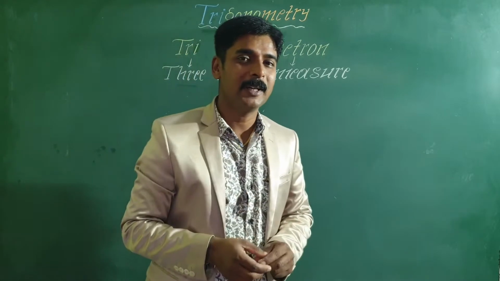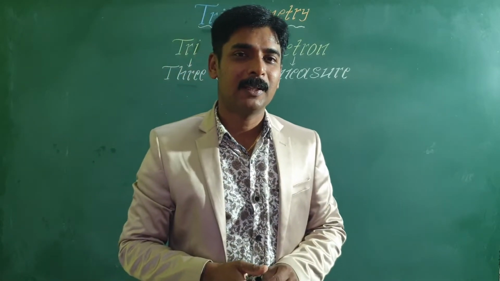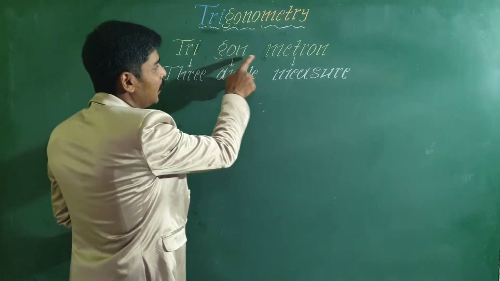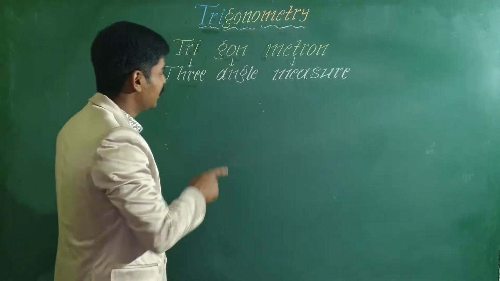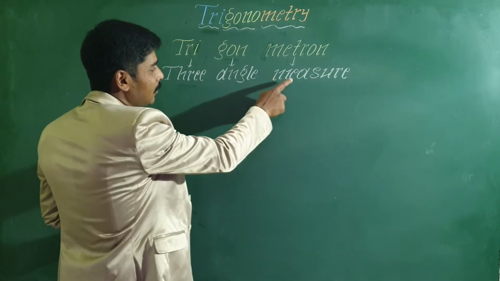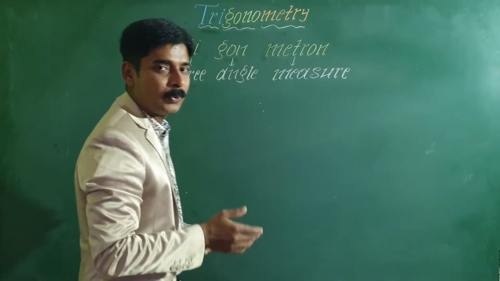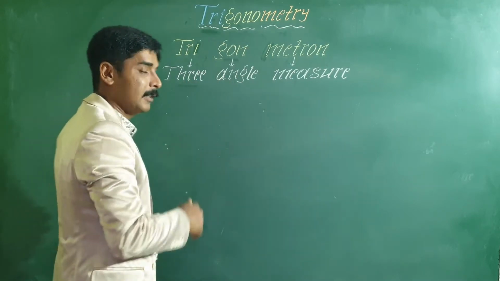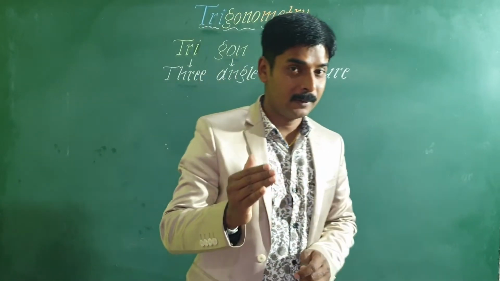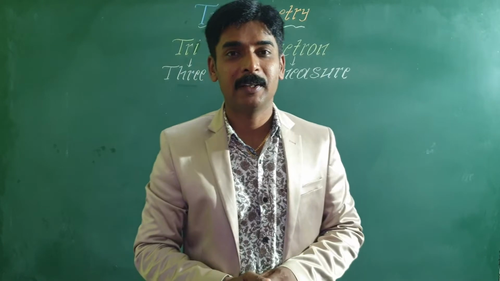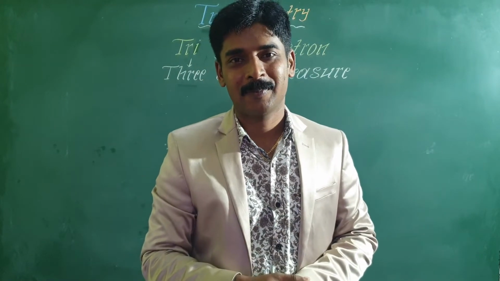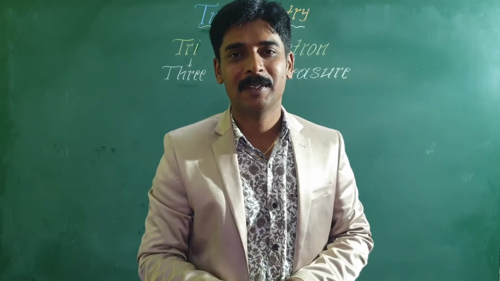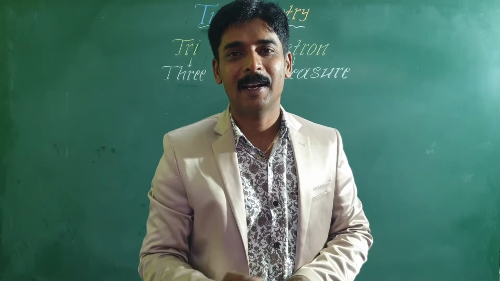The word trigonometry is derived from three Greek words: trigon, metron, which means three angle measurement. So in mathematics, when we talk about three angle or three side, the figure that comes to our mind is a triangle. As you all know, a triangle has 6 elements, 3 sides and 3 angles.